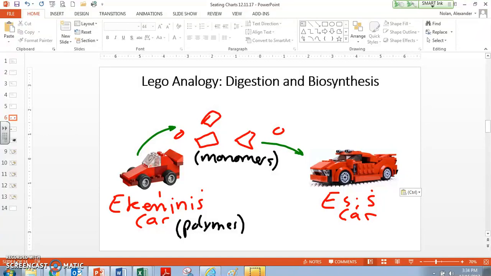And that process right there, breaking those pieces off of our polymers and making monomers, that is digestion. That's actually what we mean when we say digestion. We're breaking polymers down into monomers. So that's our two terms right away, polymers and monomers, and then digestion is going on. So as Essie is taking his pieces over to her car, that would be absorption.